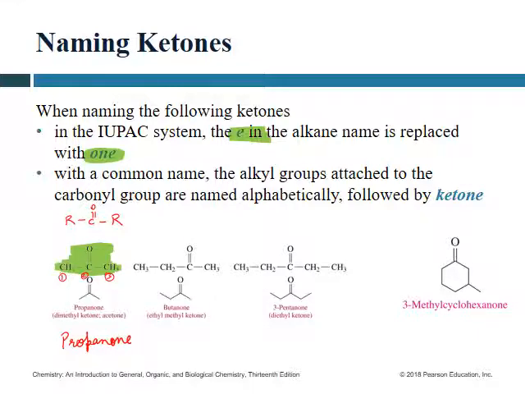Technically, if it was an alkane, it would be propane, but I replace the E with "one," so it is propanone. This is the IUPAC name. What about the one with the dimethyl ketone?